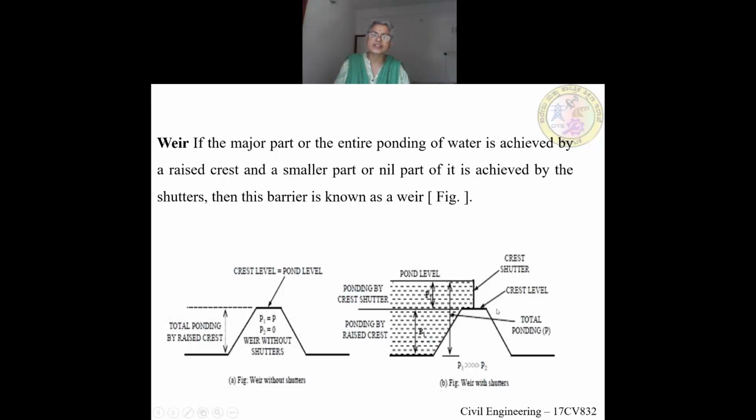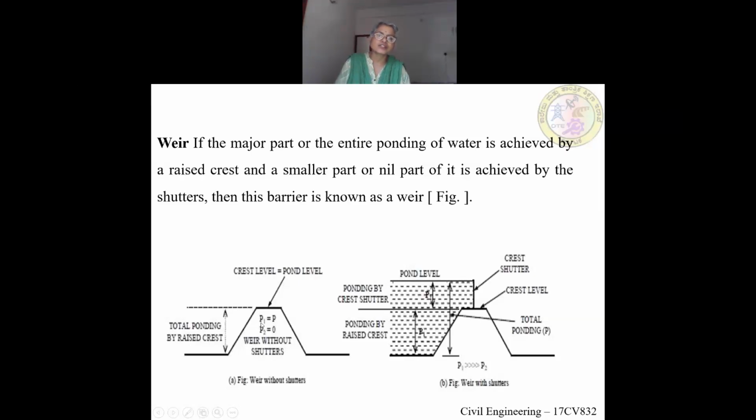So in the second picture, this is a weir without shutters. You can also have weirs with shutters. That means a crest shutter can be provided here. So this will, in addition, impound an additional amount of water. This becomes the pond level. The top of the crest shutter will become the pond level. Here, the top of the crest will become the pond level.